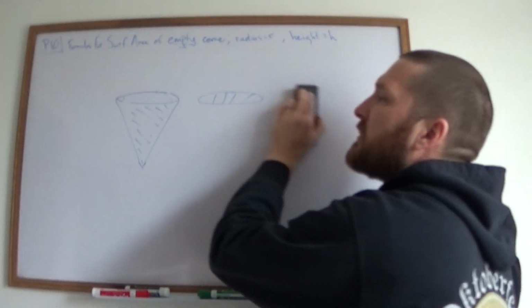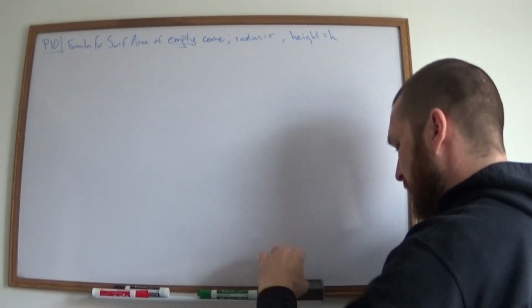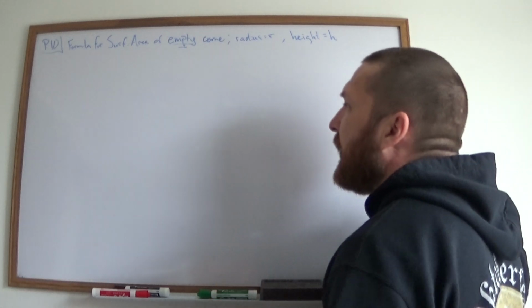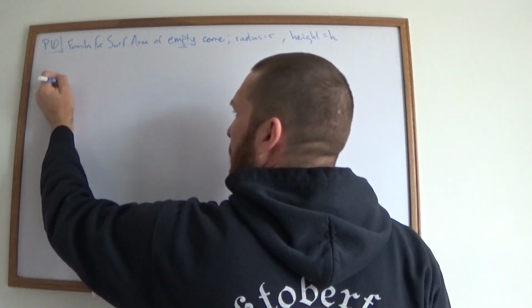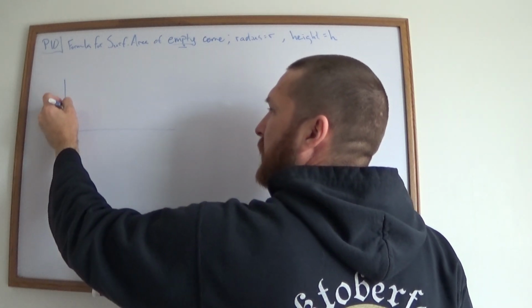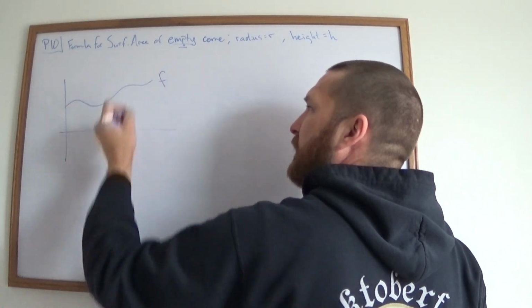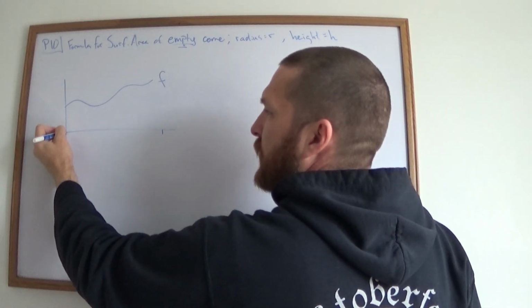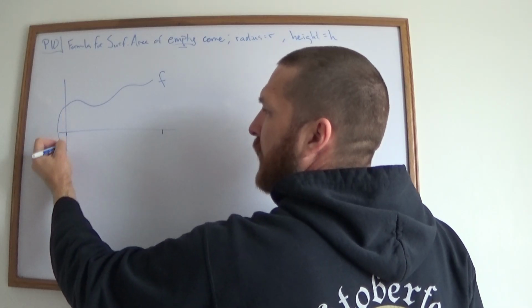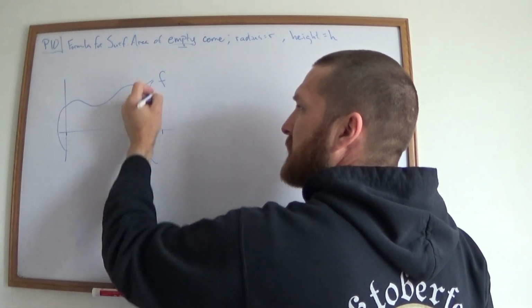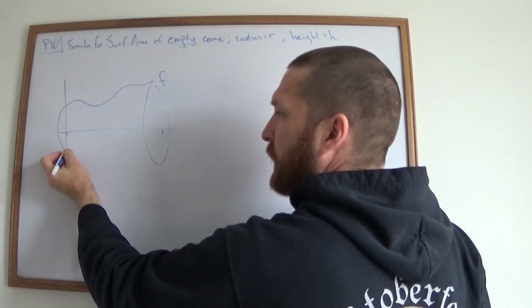Okay, so let's recall, I'm not going to go through the whole derivation again, but let's recall how we do the surface area of a volume of revolution. You have some function f, and you want to rotate this thing around the x-axis like this, and now you have a volume, right?